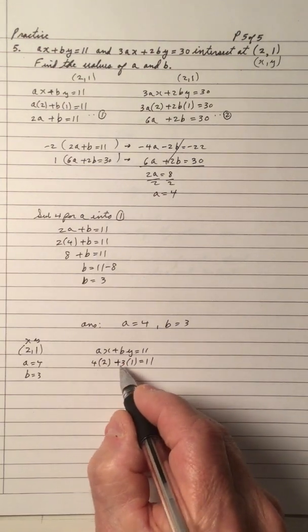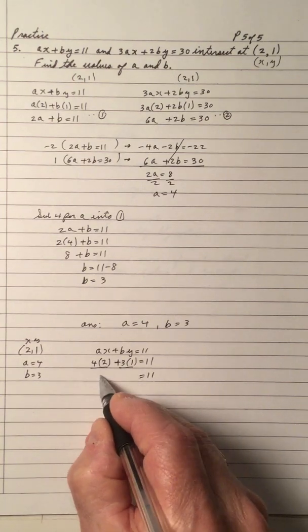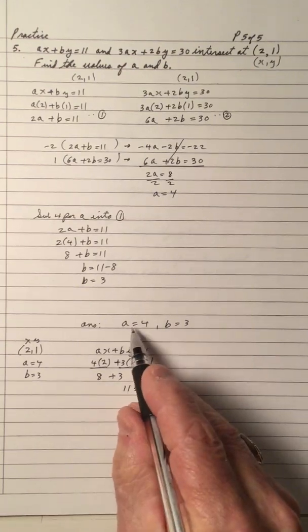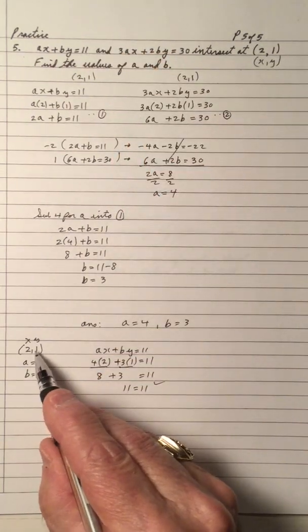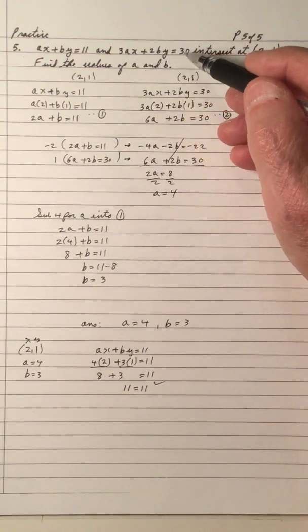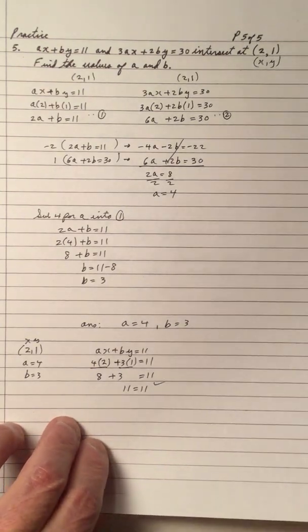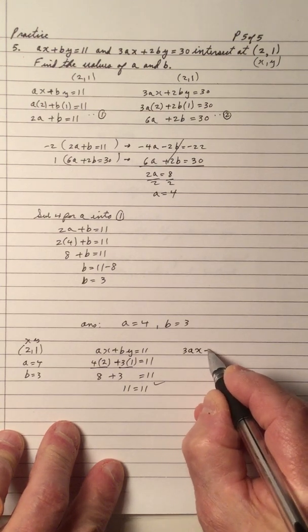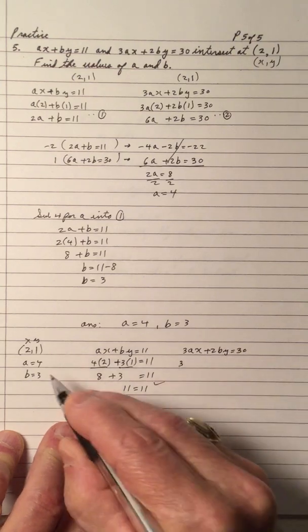So I multiply first by PEMDAS. I have to multiply these two first. So that's 8 plus 3, 11 equals 11. So putting these a and b values into this equation, along with the coordinates of x and y, 2 and 1, makes the equation true. You can also check it in this one to see if you get 30. But I just checked one of them, and that should be okay. But if you want, check both, and just because I said that, I will check both equations.